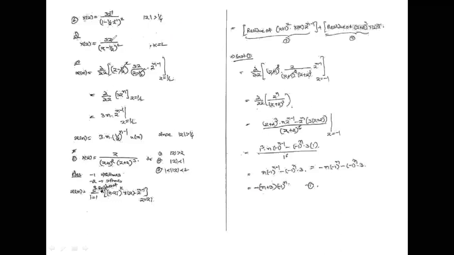So what is X of z now? 3z by (z minus 1 by 2) whole square. In this, what is the k value? k is equal to 2. And z minus 1 by 2 is equal to 0, the value is 1 by 2. The pole is 1 by 2, and it appears 2 times.